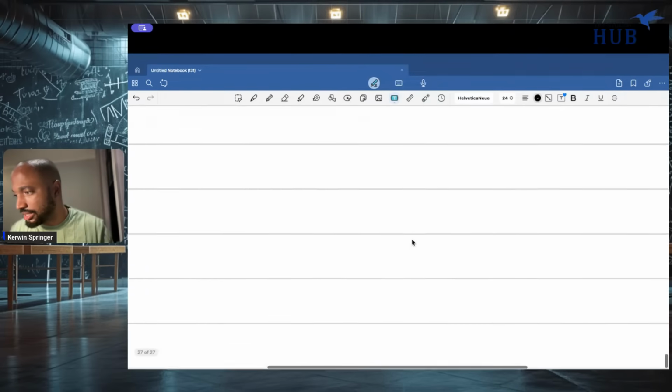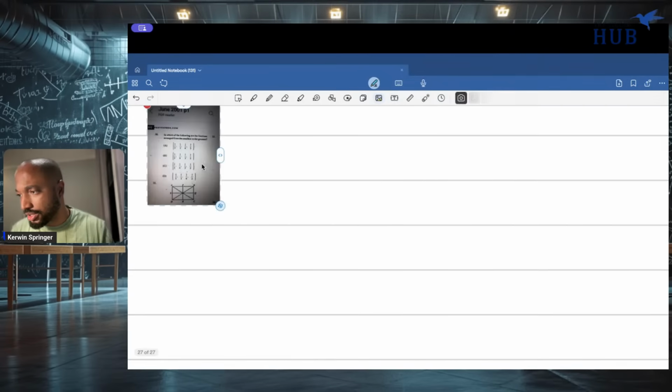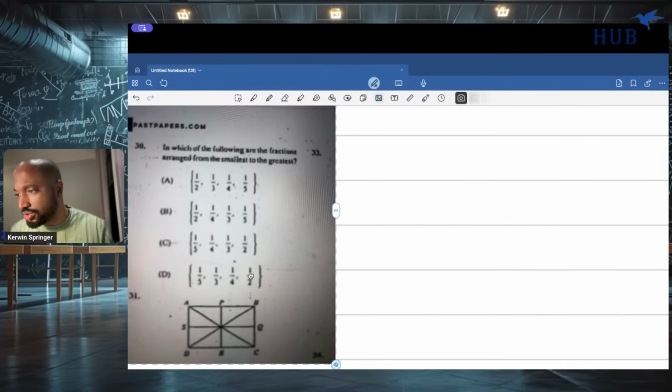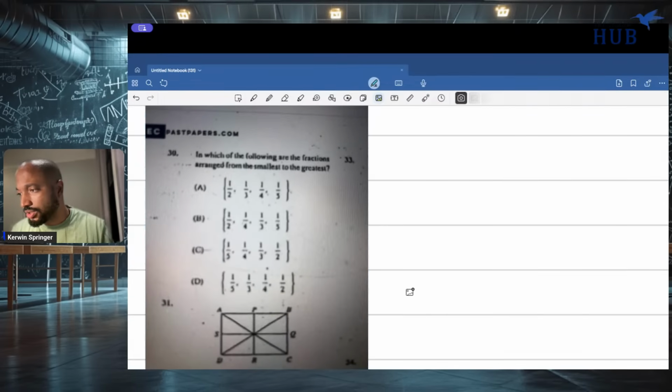What are we going on here? Here we go. In which of the following are the fractions arranged from the smallest to the greatest? Well, I would tell you if I could see it, but since I can't see it, we just pretend we never saw that question.